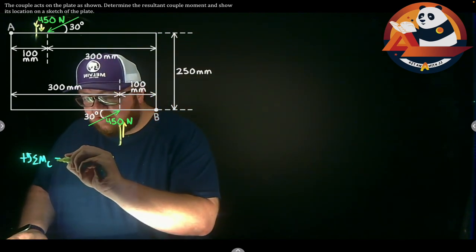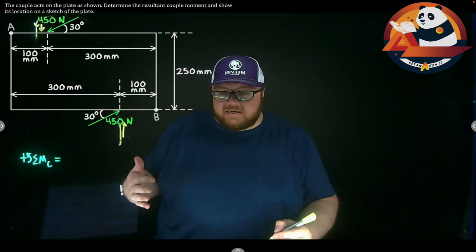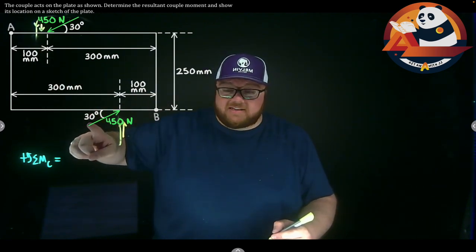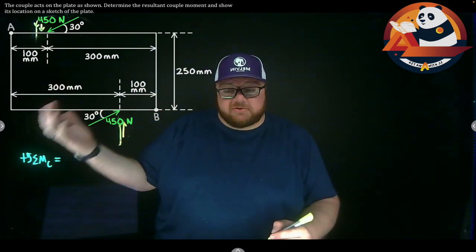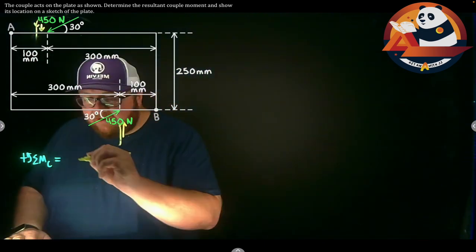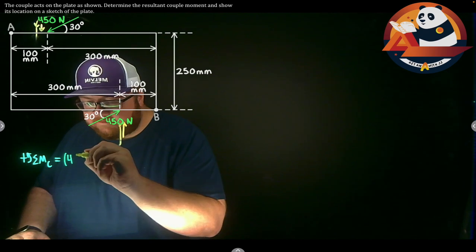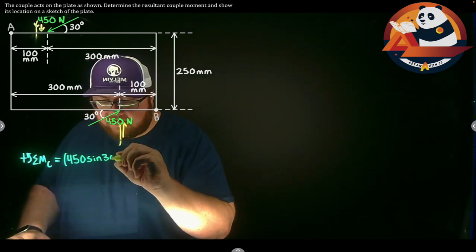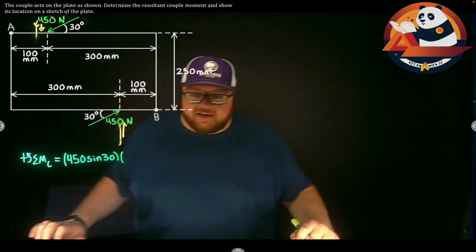This should be equal to force times distance. My force is just the y component of these. It doesn't matter if I say that this one acts up or this one acts down, because we're looking at moment, and we already established this will be counterclockwise. So our y component is just 450 sine 30, times, I need a distance.